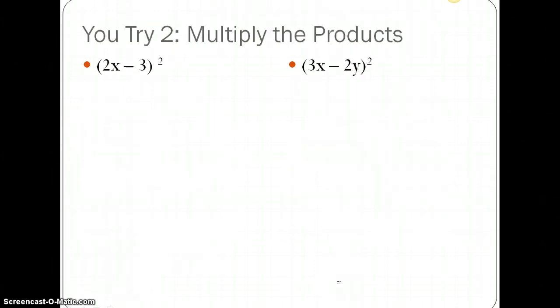Okay, so for the you try, you have 2x minus 3 squared and 3x minus 2y squared. So again, if you cannot remember the formulas, you can always revert back to FOIL or multiplying out using a box method or some other multiplication method that you know. However, using the formulas is by far going to be the fastest, as long as you can remember them correctly. Okay, and that is the end of the second video.